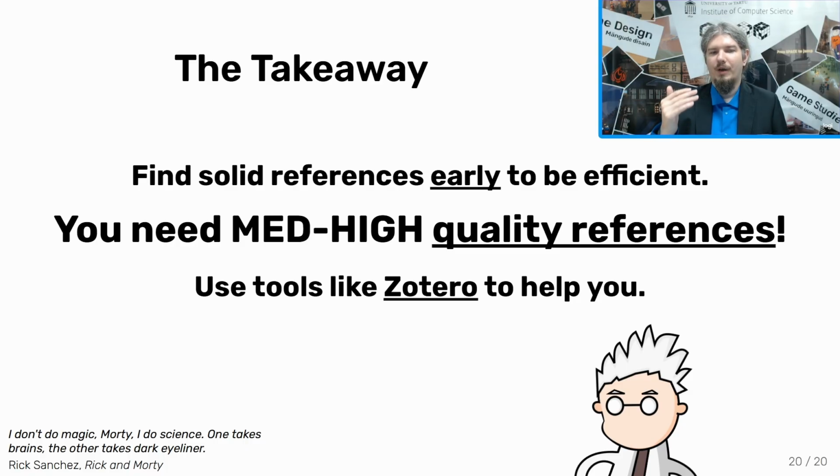And then make sure you have enough medium to high quality, and I emphasize the high quality references, because this is basically your content score. And I warmly recommend to use tools like Zotero to actually help you manage and use all those references that you find.